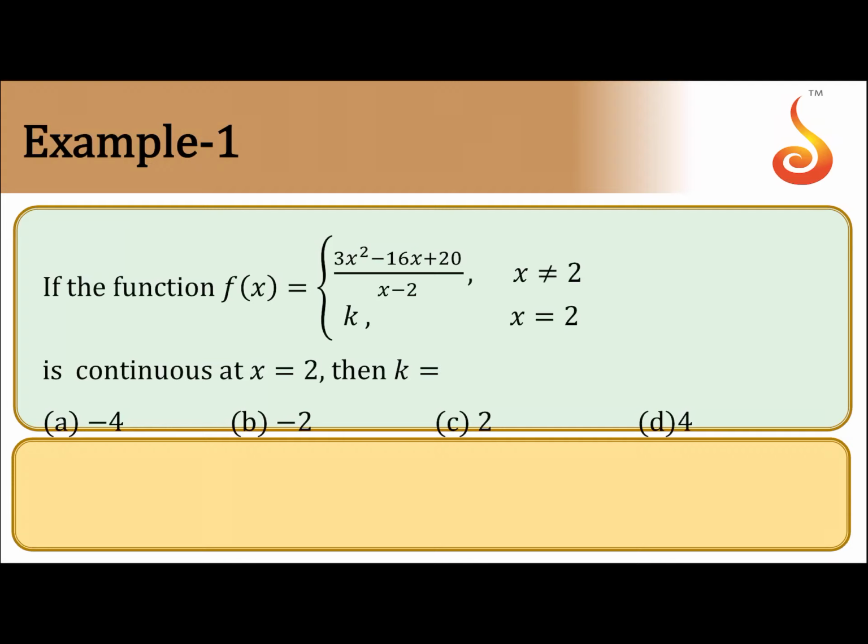f of x is equal to (3x² − 16x + 20)/(x − 2), where x is not equal to 2, and k when x is equal to 2. This is given to you. So what we do is we have to check the continuity.